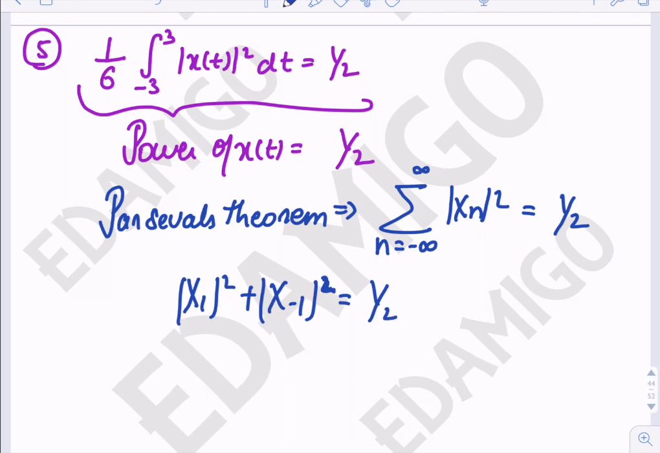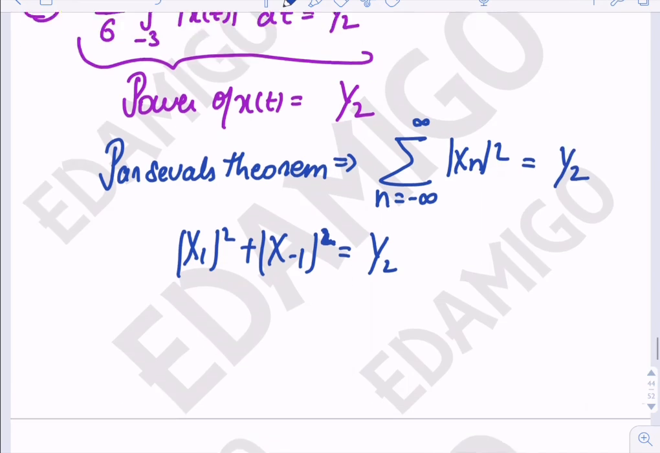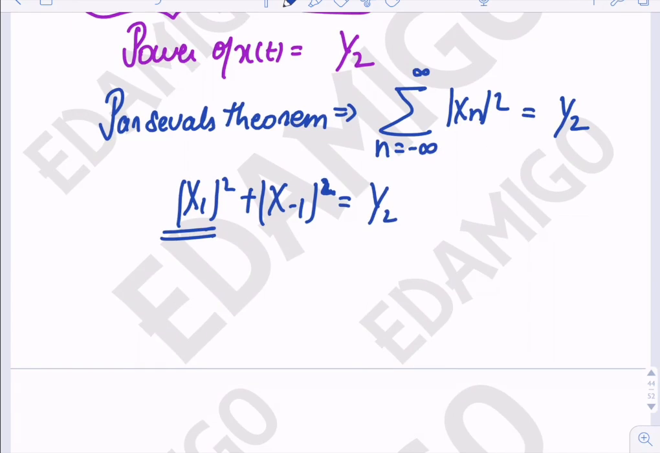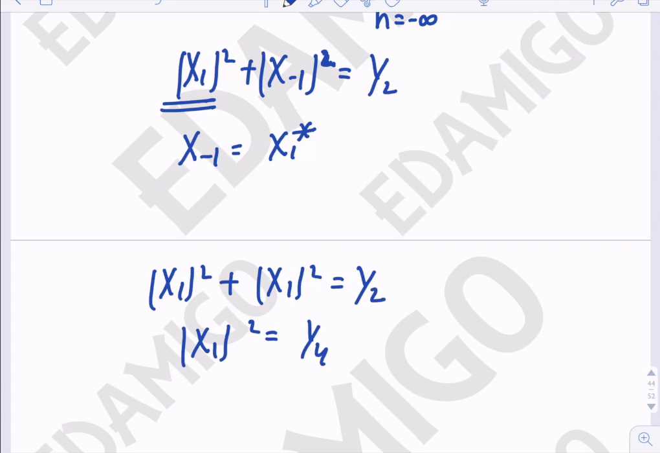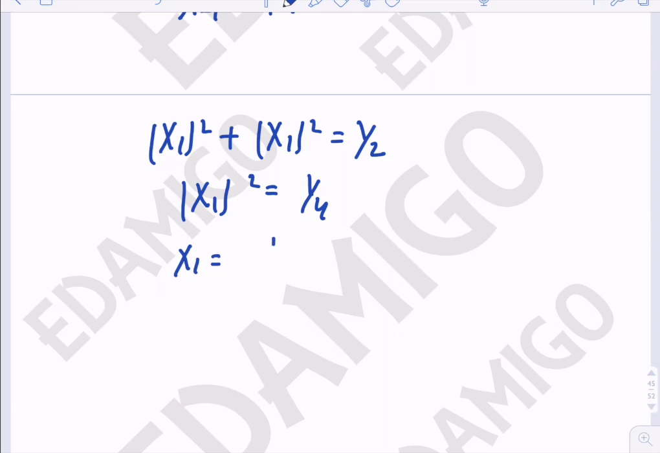Okay. Now the sixth point in the question, it is given that x[1] is a positive and real number. So we can see that x[-1] is equal to x[1] conjugate, so their magnitude square will be the same. So we can say that mod x[1] whole square plus mod x[1] square is equal to 1 upon 2. Mod x[1] square is equal to 1 upon 4. So x[1] is equal to plus minus 1 upon 2, or we can have x[1] equal to plus minus j 1 upon 2.